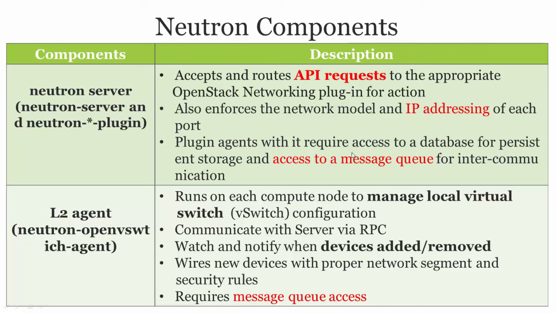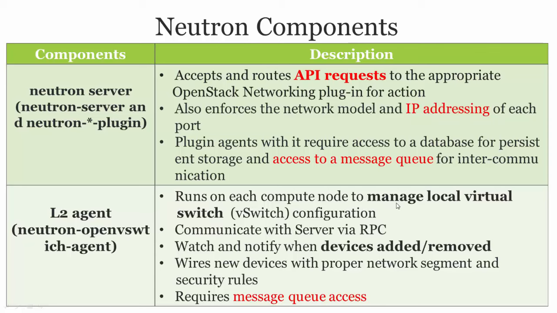The plugin agent will require access to the database. I already told you all Neutron servers need to be connected to the database for persistent storage. For the persistent storage, it needs to be checked in the database by the Neutron server as well. Also, it needs to access the message queue for intercommunication with the other compute nodes. The L2 agent normally needs to run on each compute node. So the L2 agent must be enabled, or run, in the compute node based on the Nova service.